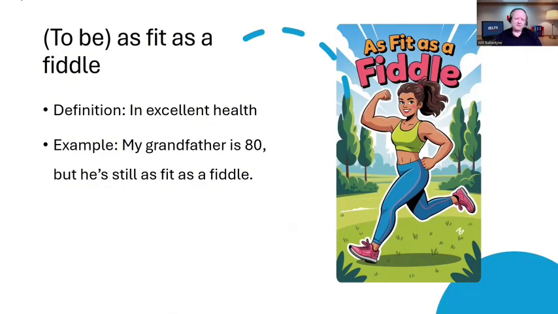All right, to be as fit as a fiddle. So that means to be in excellent health. And the example is my grandfather is 80, but he's still as fit as a fiddle. So you want to use it with the verb to be. She is, they are fit as a fiddle. I am fit as a fiddle. And that means I am in good health.